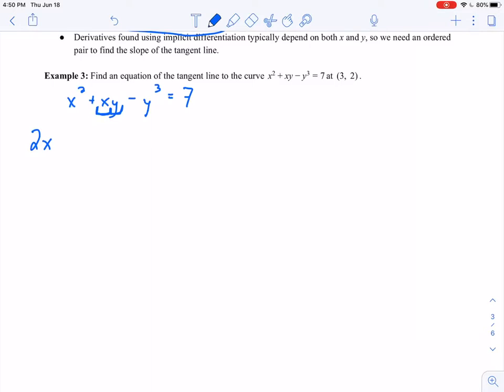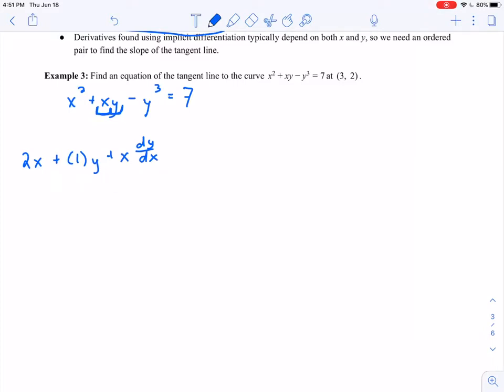So, okay, let's handle these one at a time. And actually, let me just give myself a little bit more room. So 2x plus derivative of x. Derivative of x is 1 times y, so that'll be times y. Plus, this time I leave x alone, so x times derivative of y. Well, the derivative of y is just dy over dx, or 1 times dy/dx. And here is my product rule. That's it.